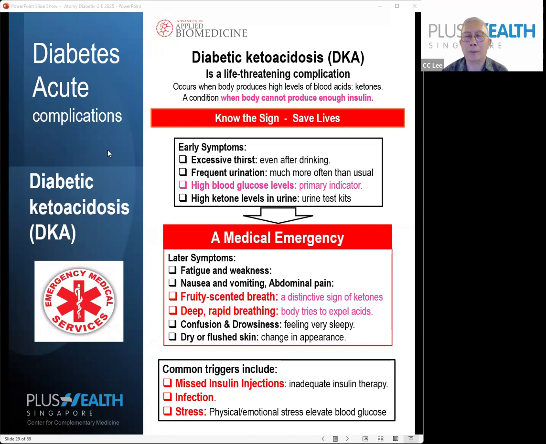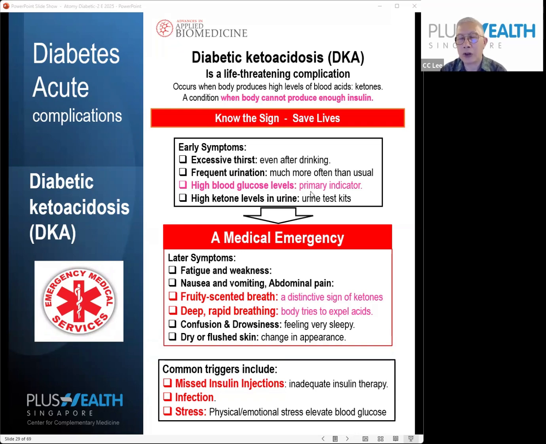So what are the symptoms? Early symptoms of people suffering from this life-threatening condition are excessive thirst and frequent urination. Very often it's like a common diabetic patient problem, but one of the key indicators is the high blood sugar level. So this is the first very important primary indicator of suffering from this condition, right?